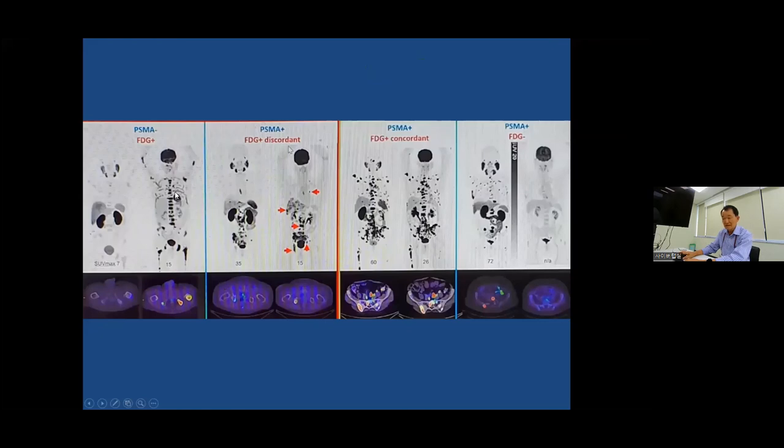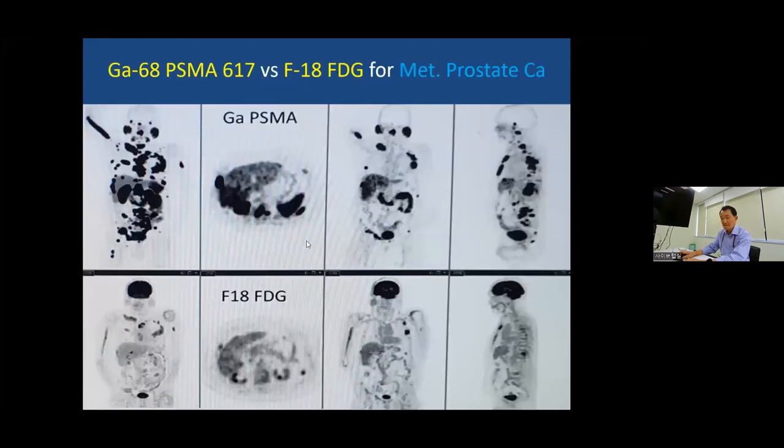PSMA, okay, metastasis, every agent shows metastasis, especially aggressive lesions. The primary is not there. So metastasis can be shown by any agent, FDG or whatever, but the primary is only shown by PSMA and leucine derivative. So PSMA, as you see, they all show metastasis, but any agent can show metastasis. Okay, but this shows the bladder, that's a problem. So recurrence just around the lower bladder is not easy. FDG is only useful in distant metastasis.